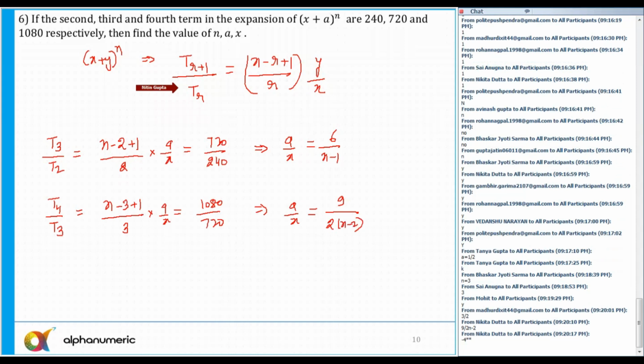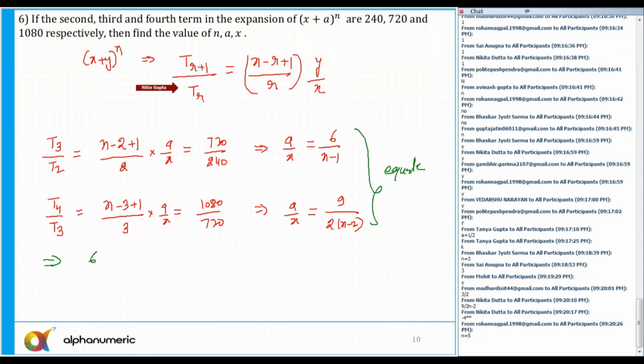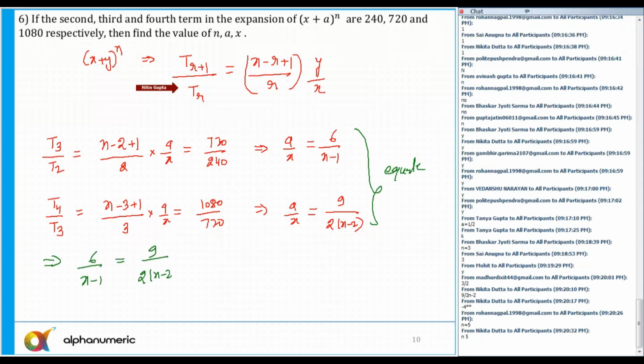Equate these two equations. Both of them are a by x. So if I equate these two equations, 6 upon n minus 1 is equal to 9 upon 2 into n minus 2. After solving this, you can find out the value of n, which is equal to 5. Perfect. So we have got n is equal to 5.